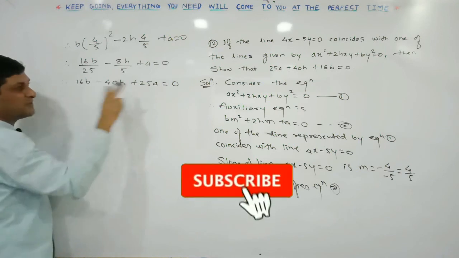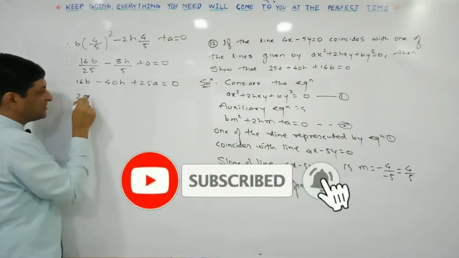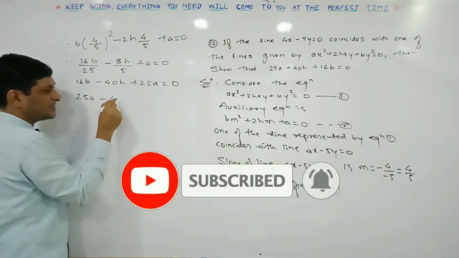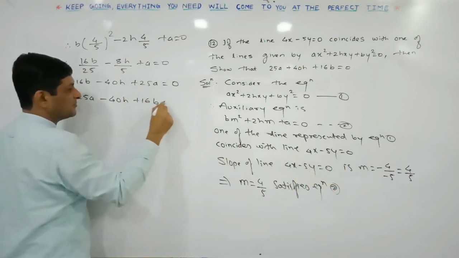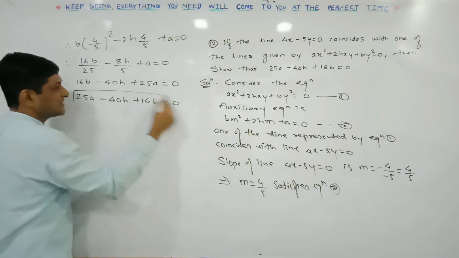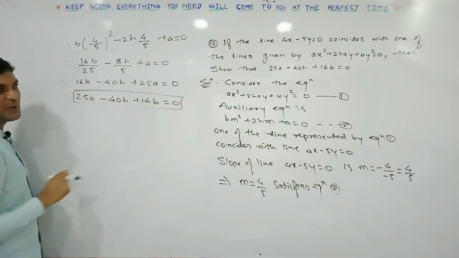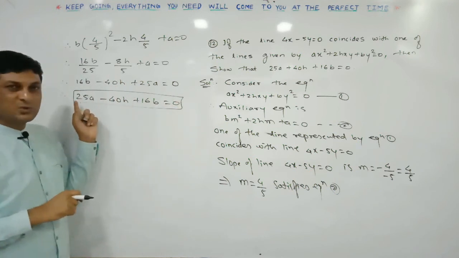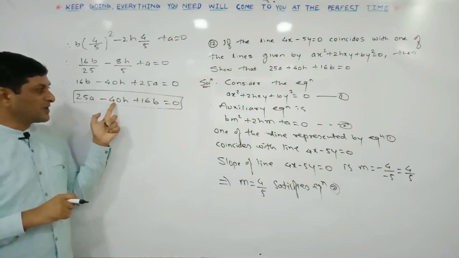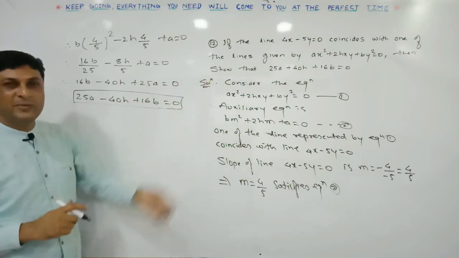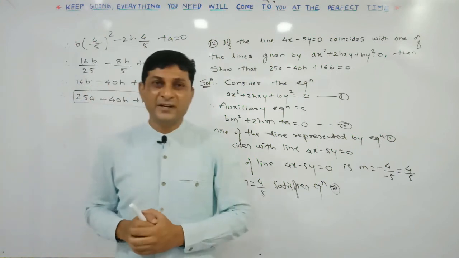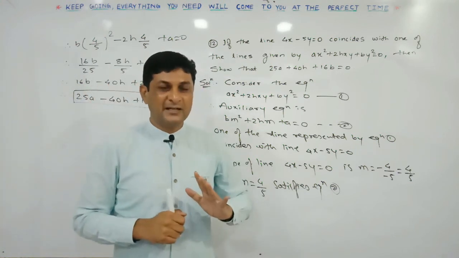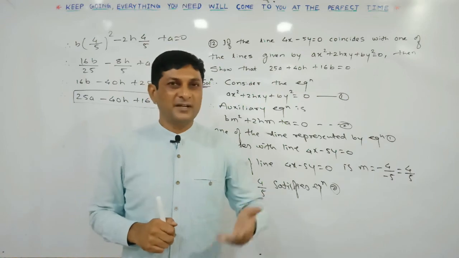So therefore first write down the term of a, that is 25a, then write down the term of h, that is 40h, and lastly write down the term of b, that is 16b is equal to 0, and check that is it the required condition which we have to prove here. So in this way we have shown that 25a minus 40h plus 16b will be equal to what? 0. In this way we have completed the first 12 examples. Remaining examples we will solve in the next video.